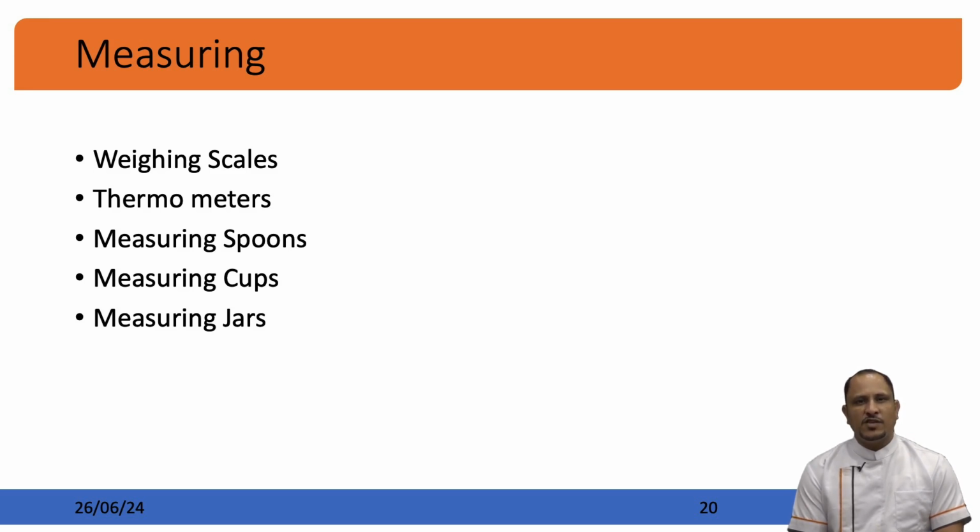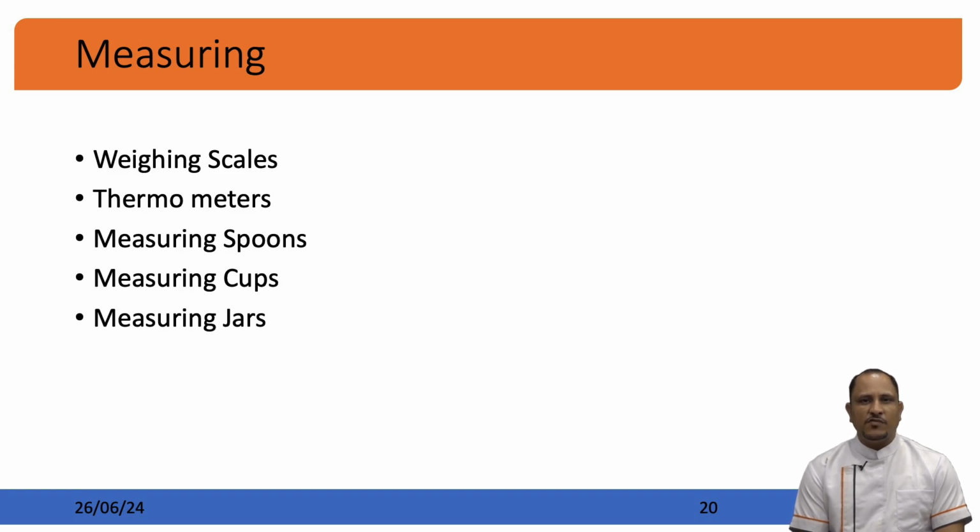Then we have thermometers. Thermometers are used to measure the temperature of the cooked food to see if the inner temperature of the food has reached the desired temperature. Then we have measuring spoons, measuring cups and measuring jars, which are used to measure volume of the food, like in liters or mLs. So this was about the classification of kitchen equipments.